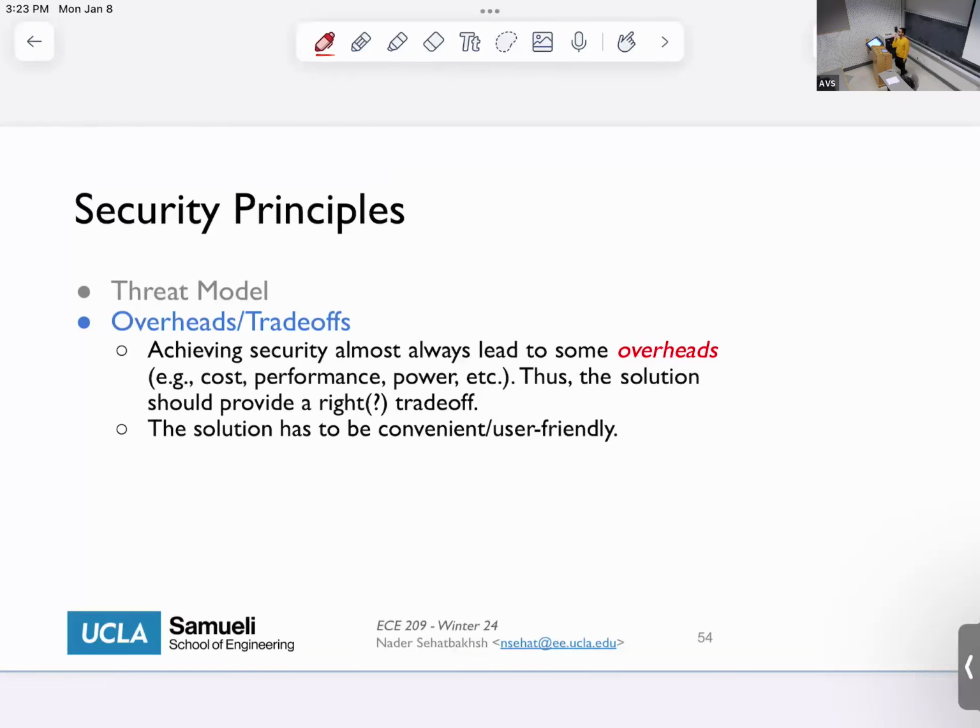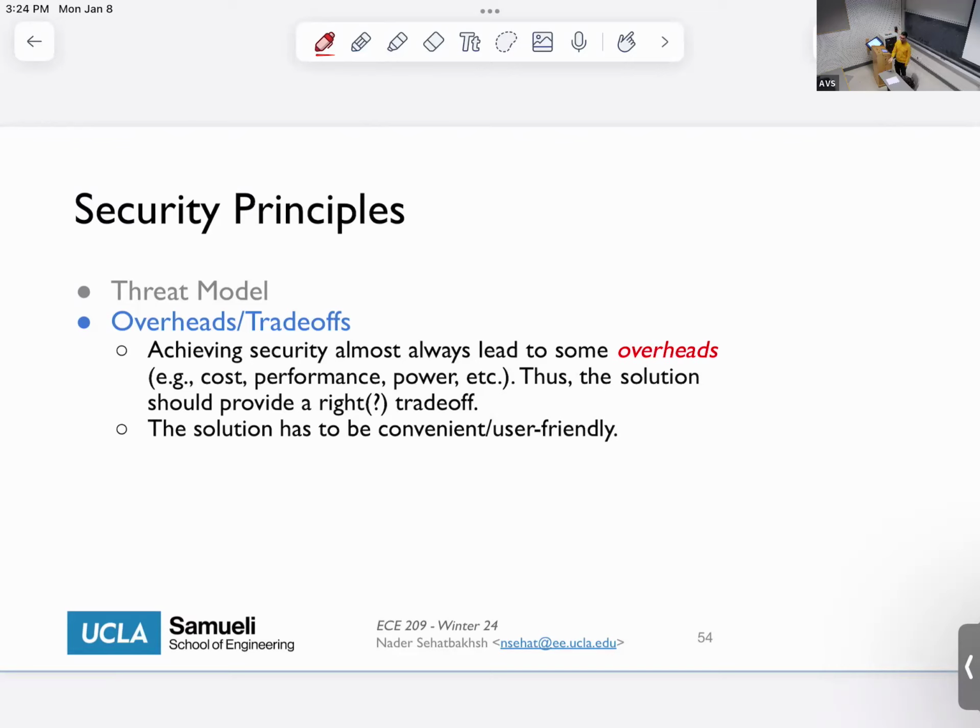Like, is this security solution going to go into mainstream iPhones, or is it going to be installed in a very highly sensitive system? Right? And then the overheads change, right? So any principles or any policy that we come up with, we need to understand these trade-offs in the overheads, okay? Like 100-factor authentication may not be good, but maybe 2-factor authentication could work, right? So things like that. And then it has to be convenient and user-friendly, right?